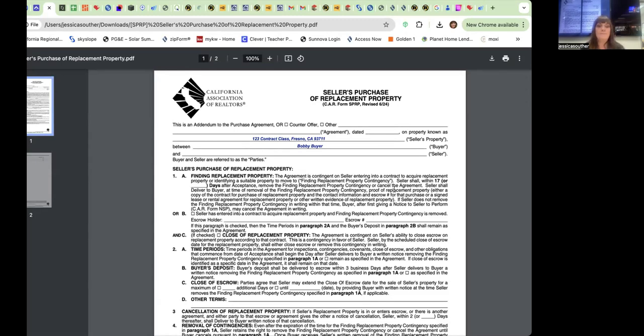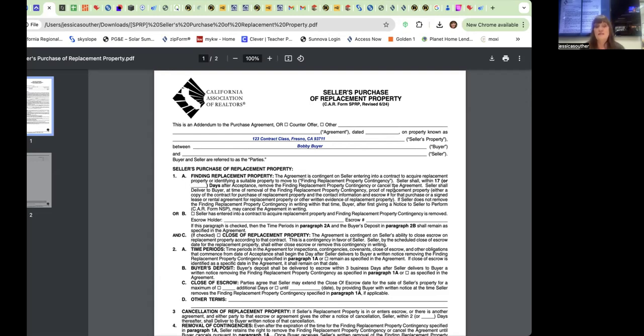Okay? All right. Or B, seller has entered into a contract to acquire replacement property and finding replacement property contingency is removed. Escrow holder blank, escrow number blank. So B, if you've already found the property that they want to move to, you wouldn't even need to have the finding replacement property section. You would just need the second part of this. So you would check that box that it's not contingent on finding the property, and then you would put the escrow information in there to prove that they have a place to go.